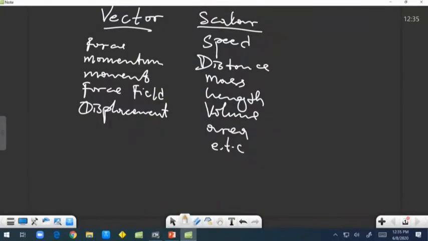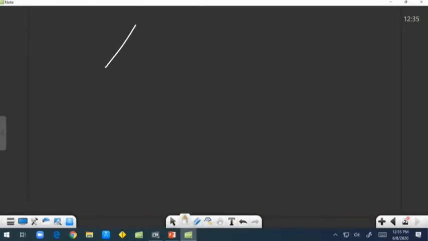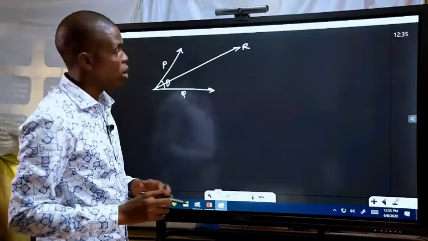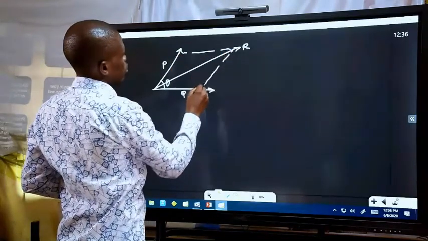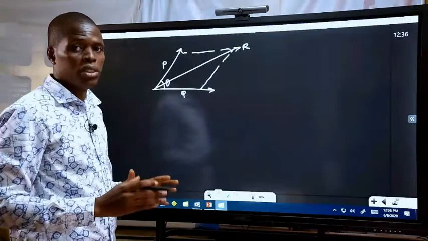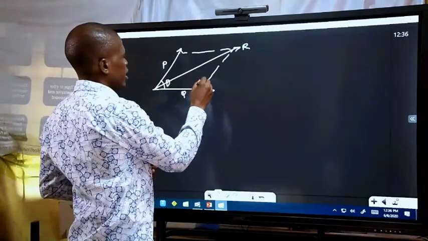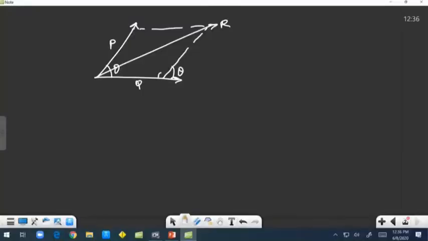Now let's consider two vectors, A and B, or P and Q, as shown. We have vector P and vector Q, and they are acting at angle theta between each other. How do we find their resultant? To find their resultant, we draw a common point vector R, which is known as the resultant. We complete the diagram to make it look like a parallelogram. If theta is here, that means here will also be theta, and this angle here, based on angle measurement, will be 180 minus theta.